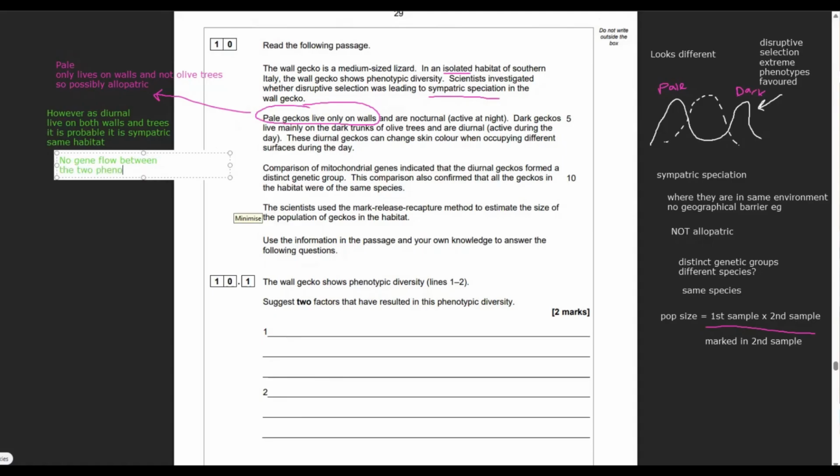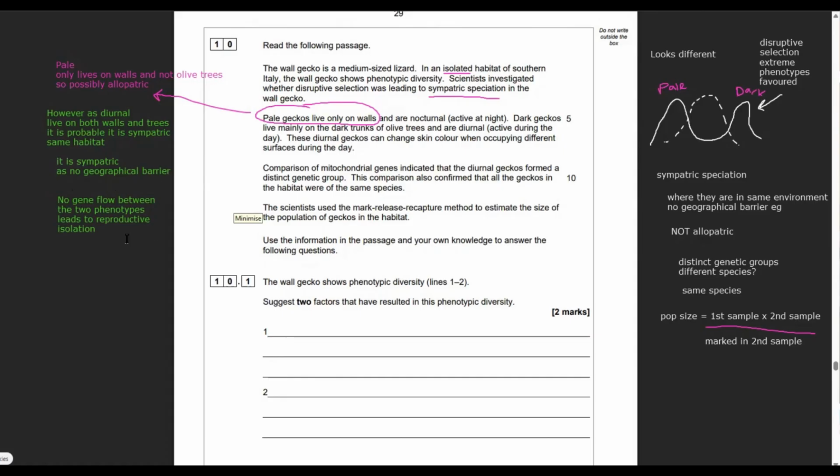Now, if they're going to speciate, there needs to be no gene flow, no genes flowing, even though they're living in the same environment and the diurnals can go on the walls where the pales are. They need to not be breeding. So why are they not breeding? They are reproductively isolated. So I want to mention that they must be reproductively isolated, which prevents gene flow between the two species if they're living in the same area.